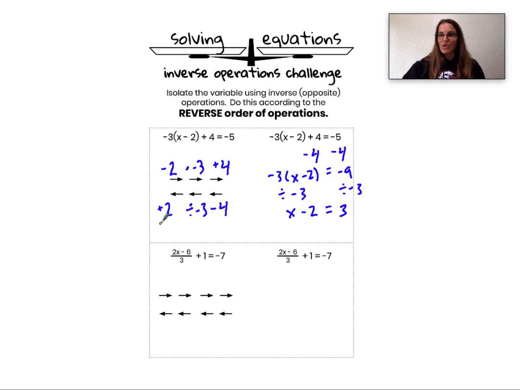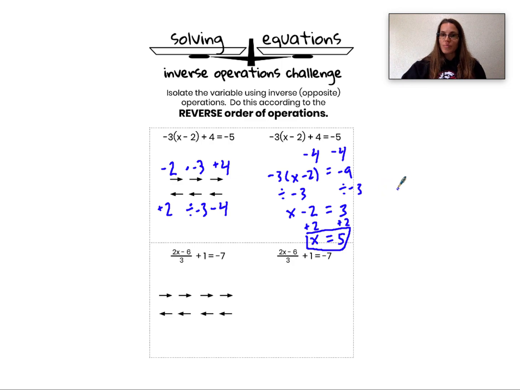Final inverse operation, hopefully you don't need the flowchart at this point, is to undo subtracting 2. So I'm going to add 2 to both sides of my equation. X minus 2 plus 2 is x. And then my solution is 3 plus 2, 5. The solution to this equation is x equals 5.